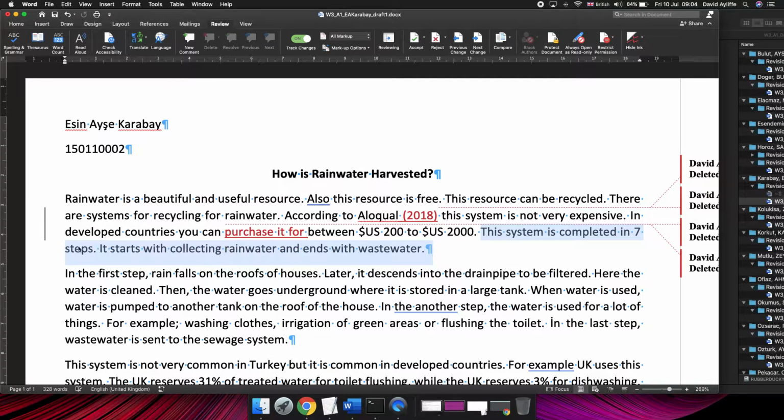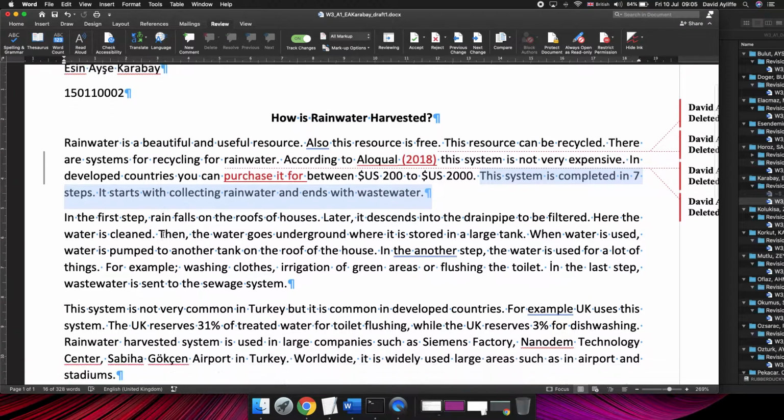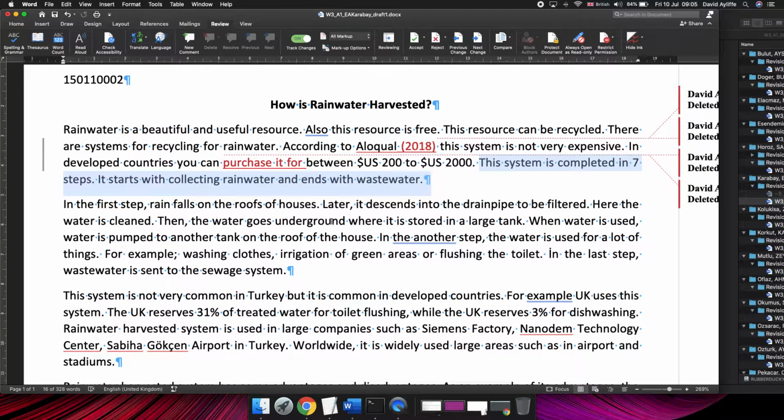These sentences, combine them please. Okay? This is not writing 1. These three sentences, put them together. These two sentences, put them together. Yeah? We need to start doing this if we're going to pass writing 3.